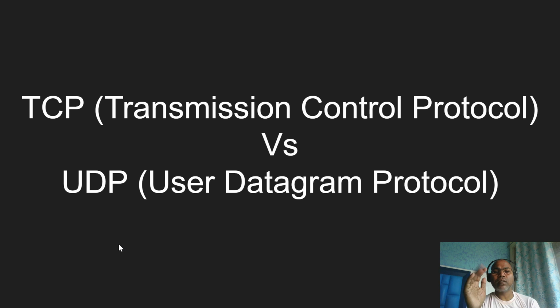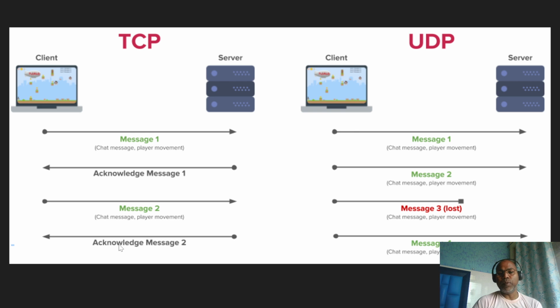So let's understand some of the differences in communications. The major difference is that whenever you talk about TCP, that means you want all the packets, whatever data you want to send, to be completely transferred without any data loss. I want complete data integrity and reliability. So here TCP happens.